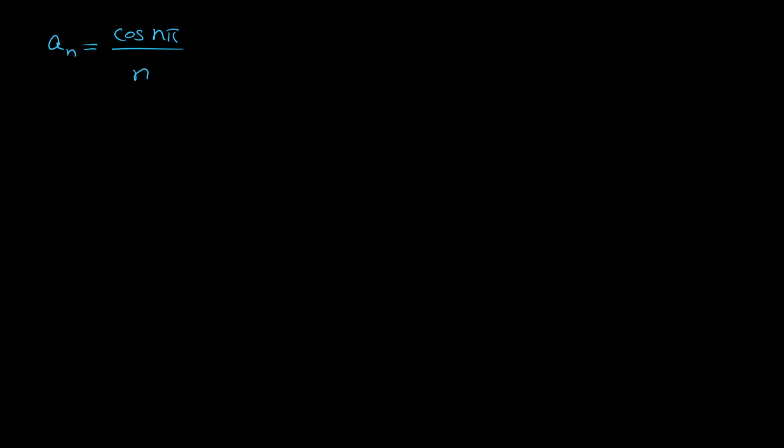Now look at this example. Cosine of n pi over n. Before we start doing this question, let me remind you something about sine and cosine. It's good to know that. Sine of n pi is always 0.